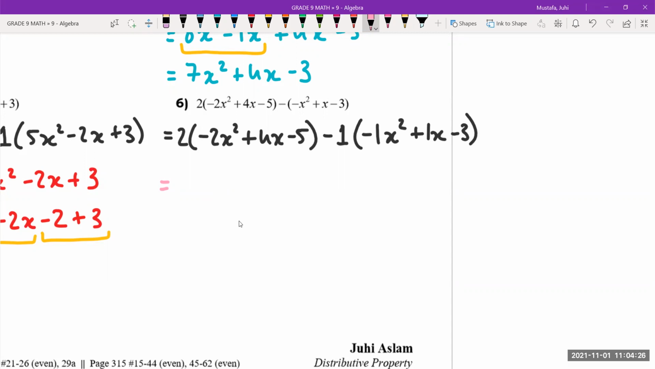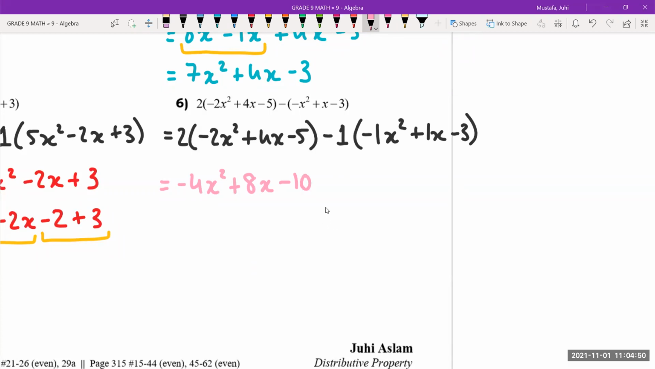Abraham, you want to try it? So look, you're going to go 2 times negative 2, which is negative 4, and you're just going to add the x squared to it. 2 times positive 4 is positive 8x, good. And then 2 times negative 5 is excellent.